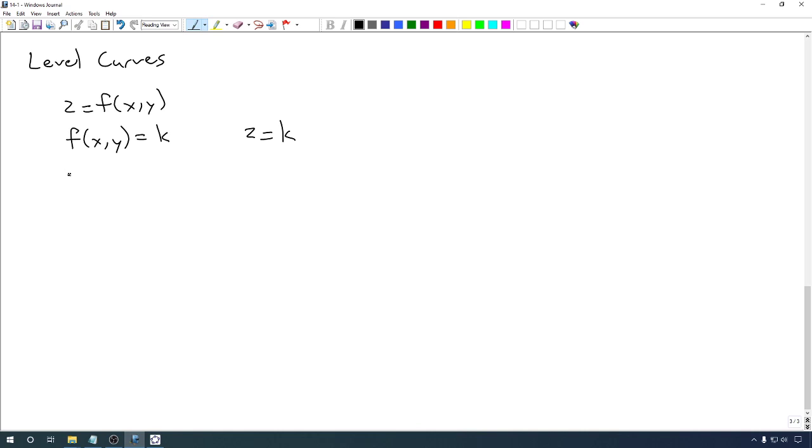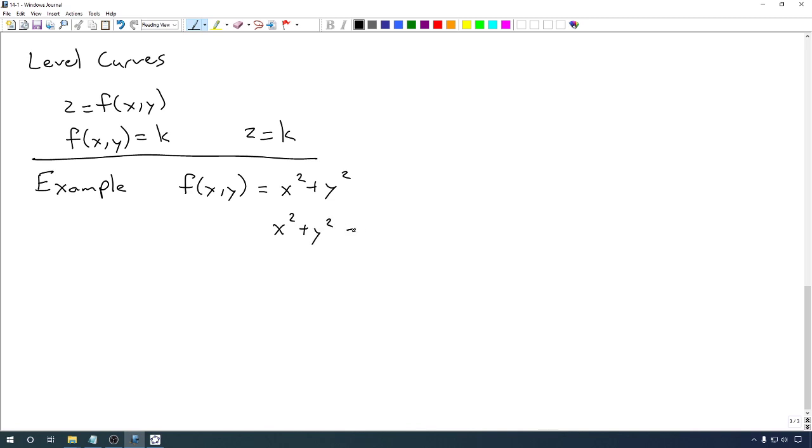So a nice easy example would be something like f of x, y is equal to x squared plus y squared. We want to know what this thing looks like. We'll go ahead and set this equal to various values. We could say let x squared plus y squared equal, say, negative 1. Or we could look at x squared plus y squared equals 0. Or x squared plus y squared equals 1. We'll put in a couple bigger values too.